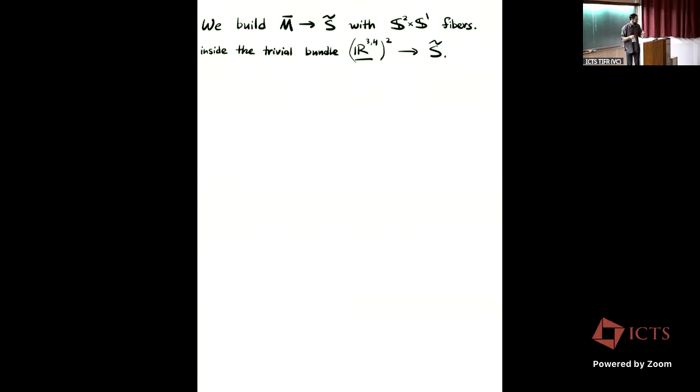Okay, so this M bar will be a fiber bundle over the universal cover. Topologically, it's just a product bundle, and it has S1 cross S2 fibers. And we're going to build it inside the trivial bundle, the product of the trivial bundles, R^{3,4}. But even though the bundle's trivial, what really matters is the geometry of M bar, the way it's built, because it's carrying some nice structure, which is going to tell us how to build the developing map.